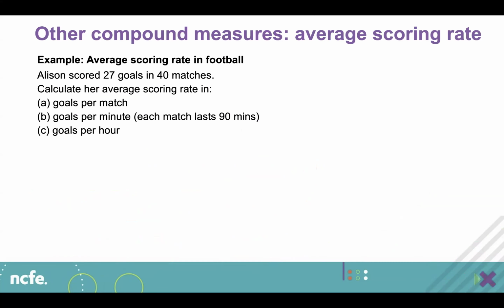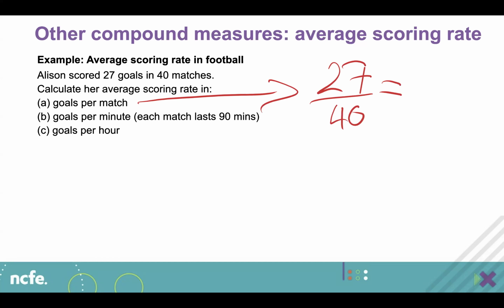Other compound measures, for example, Alison scores 27 goals in 40 matches. Calculate her average scoring rate. So the goals per match would just be 27 divided by 40, which is 0.675 goals per match. Goals per minute.